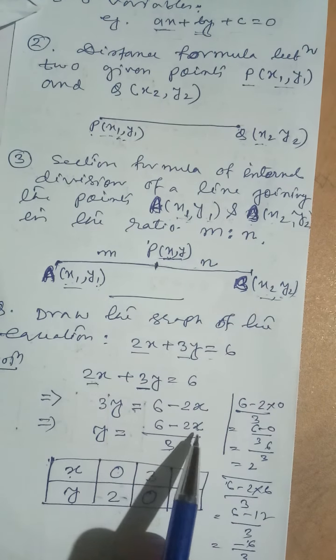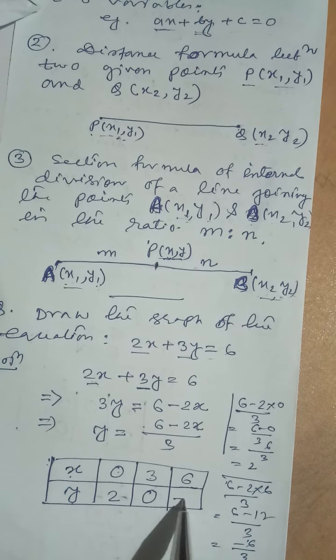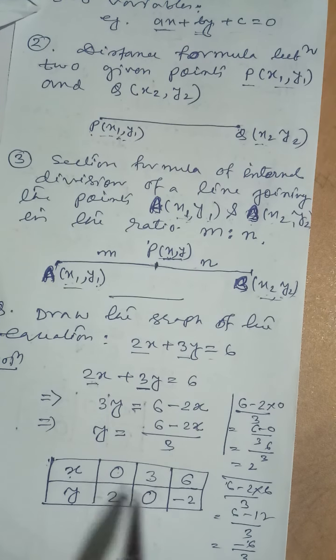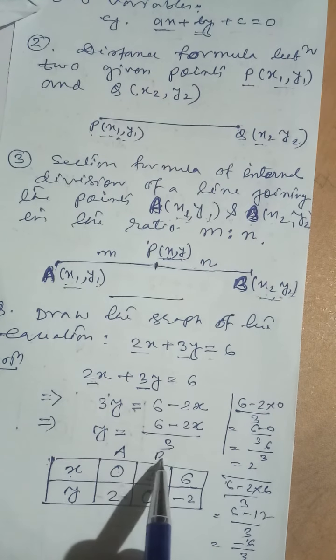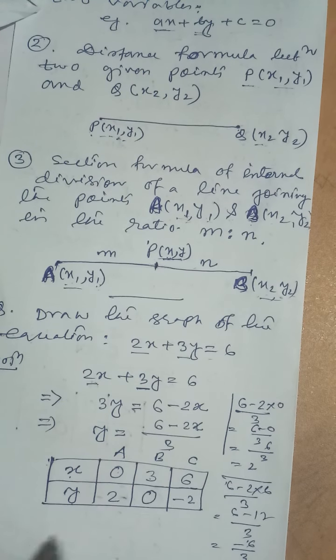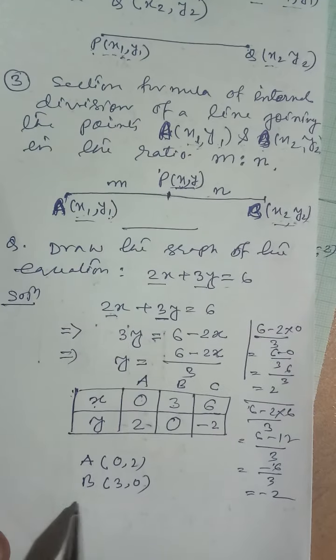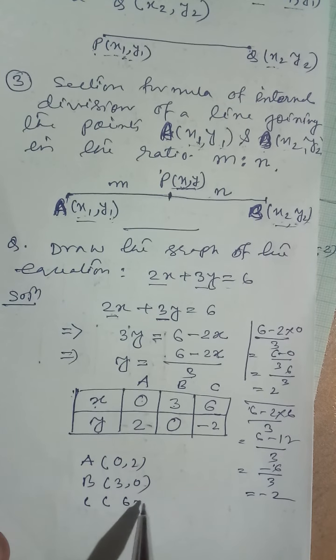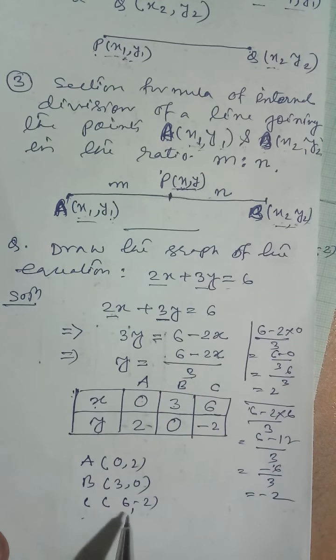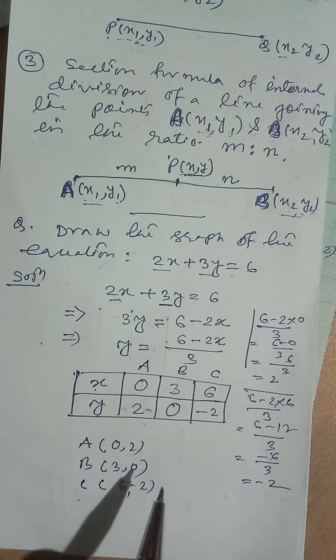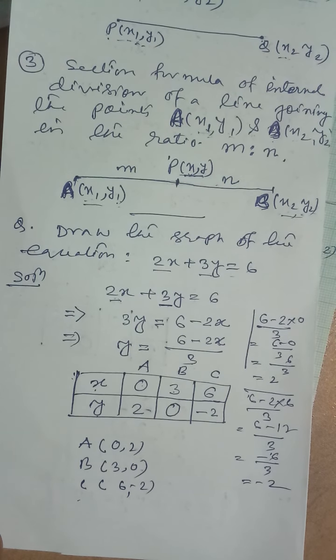Then when x is 6, the y value will be minus 2. Now we can name the coordinates of these points A, B and C, so that we have 3 points: A (0, 2), B (3, 0), and the C point we have found as (6, -2). Now if we plot these points on the graph paper, we can get the graph of this equation.